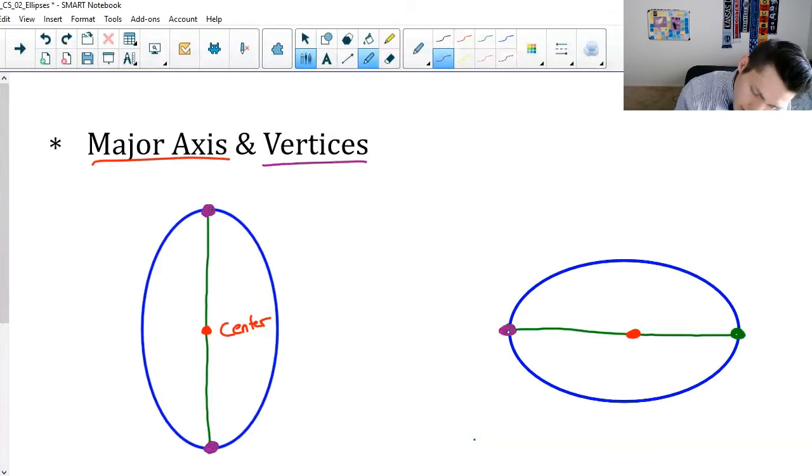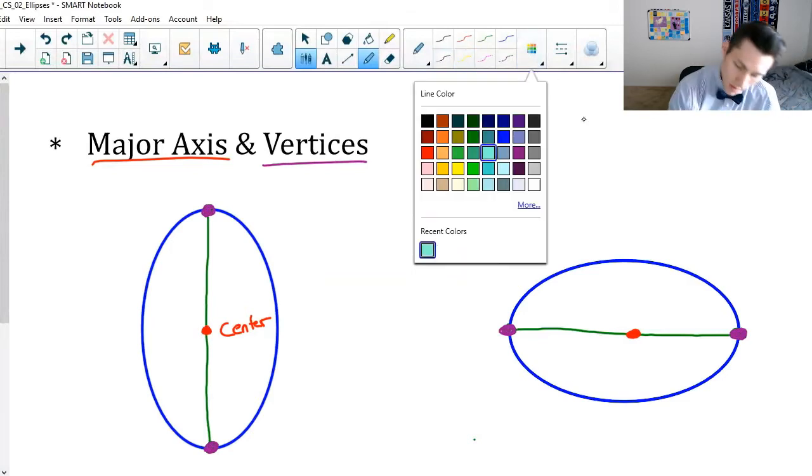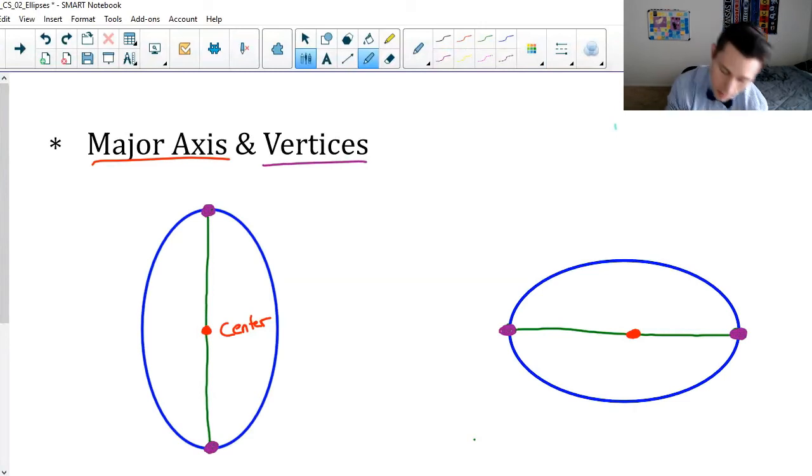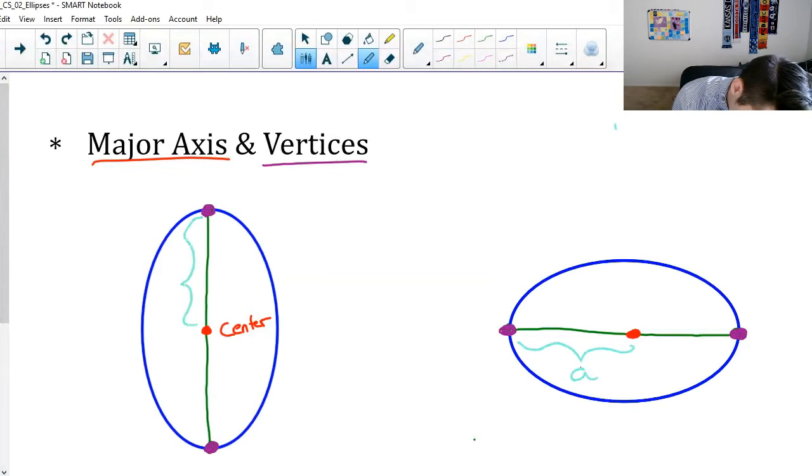Right? These purple points here are what we would call the vertices. Each of these is a vertex. We call both of those points the vertices on either side. And the way that we determine how far away the vertices are is whatever that number A is from our equation. So it's A.